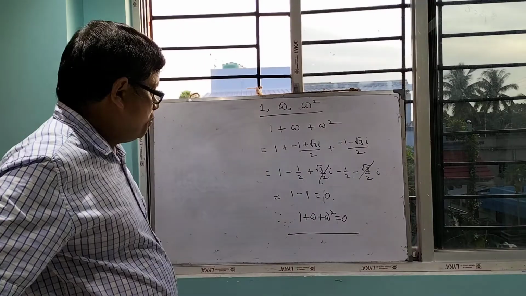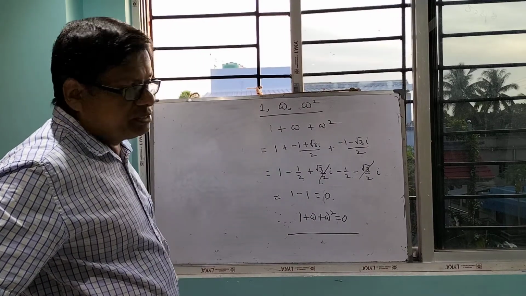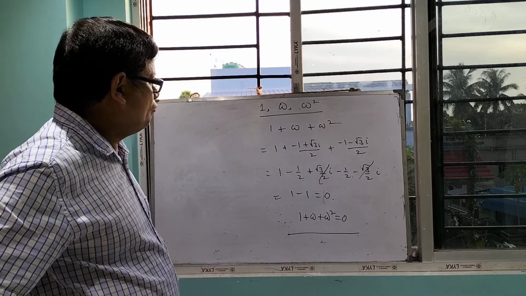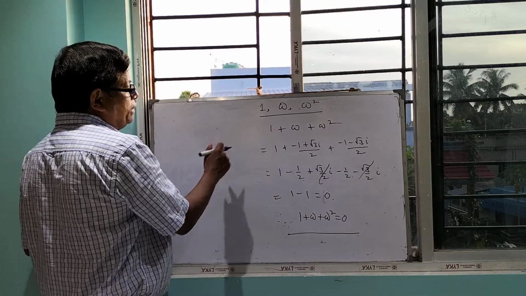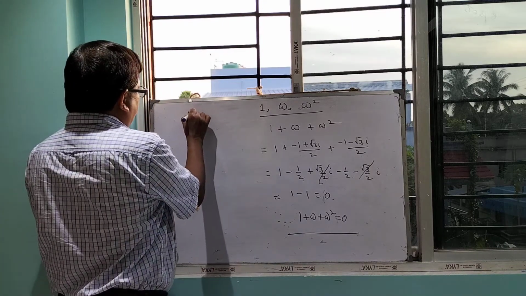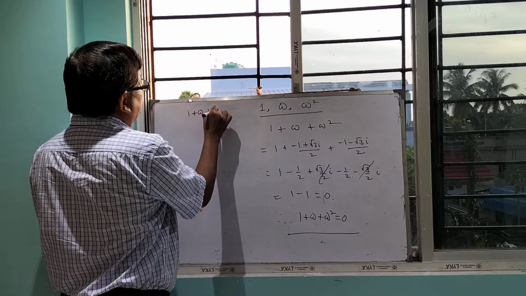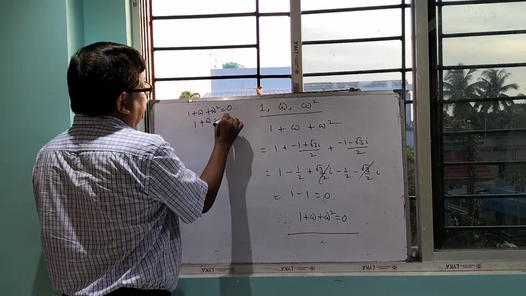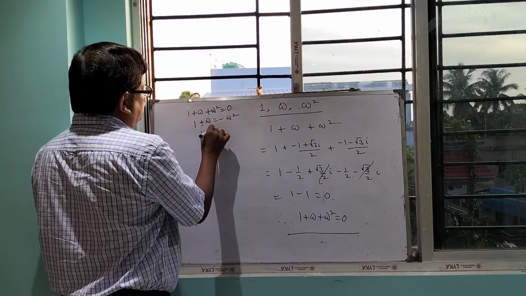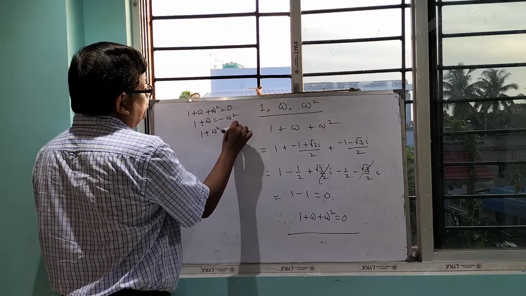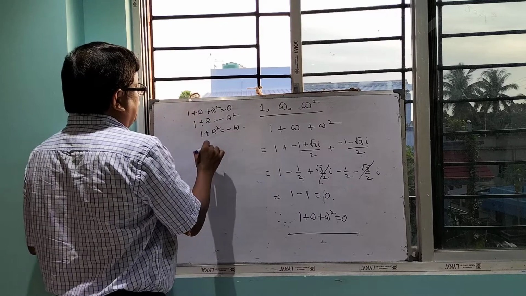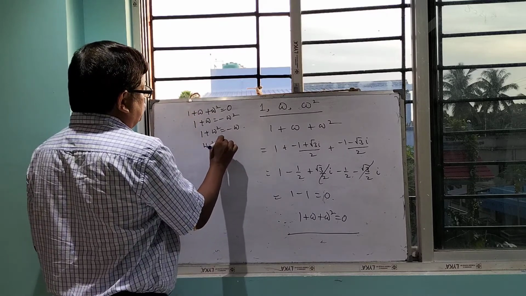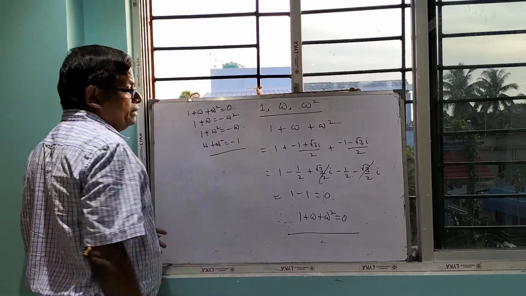So we are getting 1 plus omega plus omega square equals 0. And from here we can write 1 plus omega equals minus omega square, 1 plus omega square equals minus omega, and omega plus omega square equals minus 1.